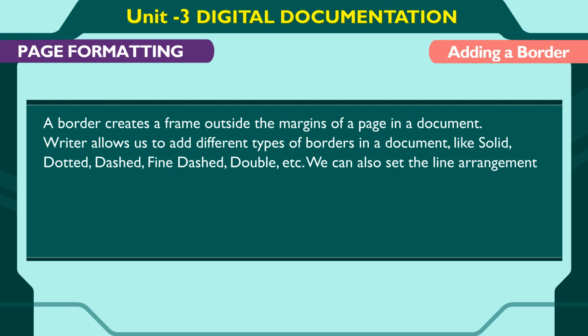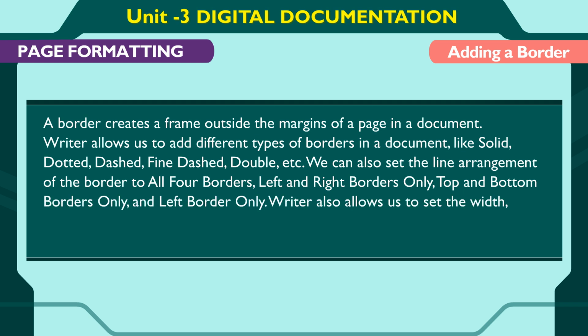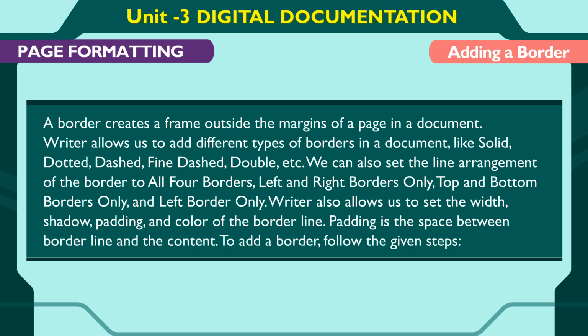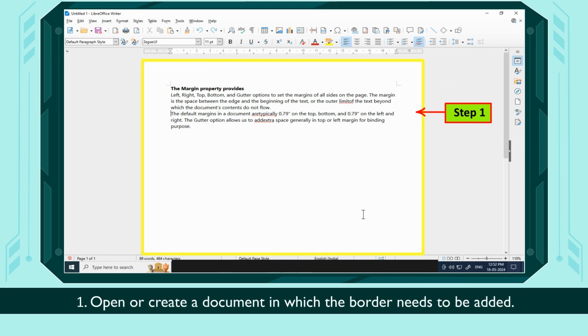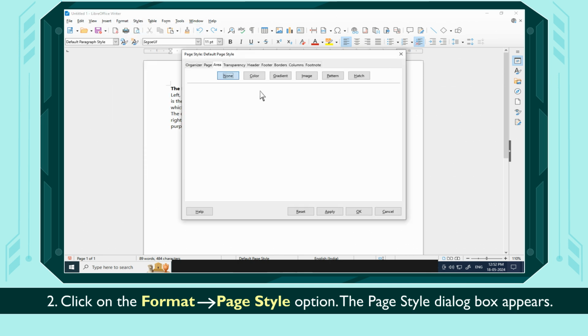Adding a border. A border creates a frame outside the margins of a page in a document. Writer allows us to add different types of borders in a document like solid, dotted, dashed, fine dashed, double, etc. We can also set the line arrangement of the border to all 4 borders, left and right borders only, top and bottom borders only, and left border only. Writer also allows us to set the width, shadow, padding, and color of the border line. Padding is the space between the border line and the content.